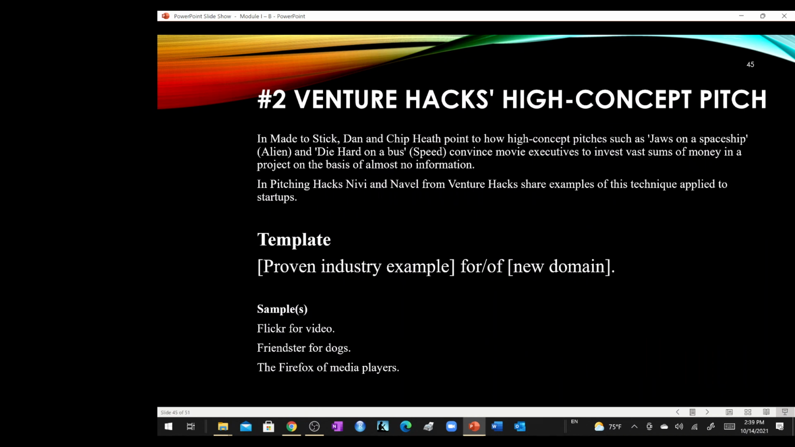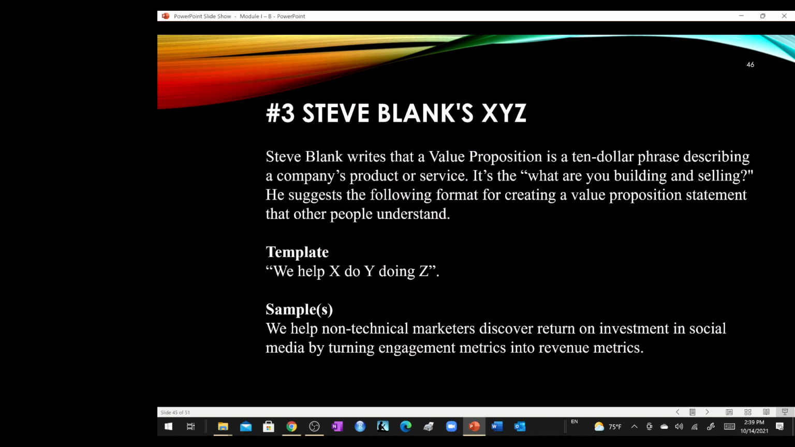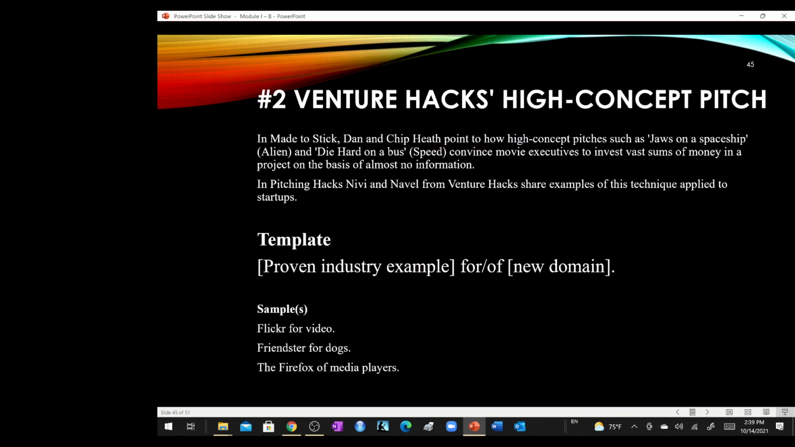Another one is this template that we covered also in class earlier. We talked about how this is not a very good example. In fact, do I have an X here? No, I don't. I should animate an X over here. These are like Flickr for video or a Friendster for dogs.